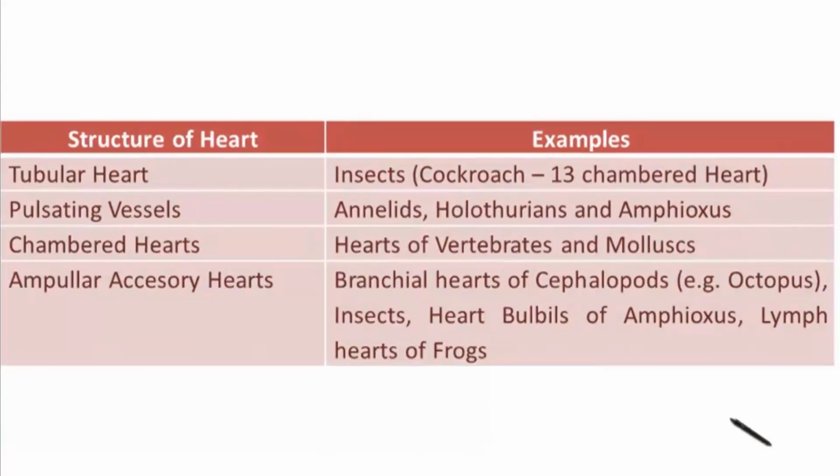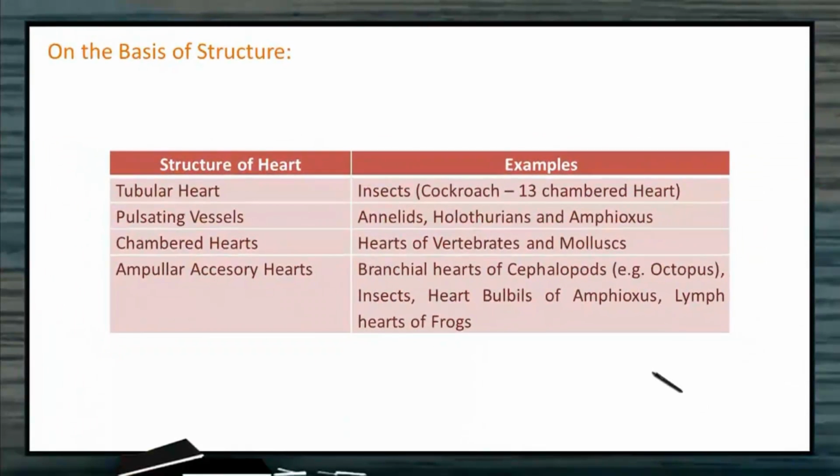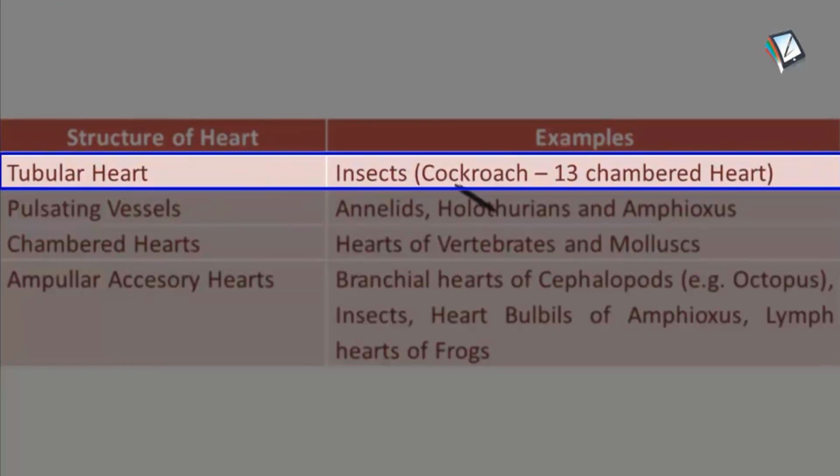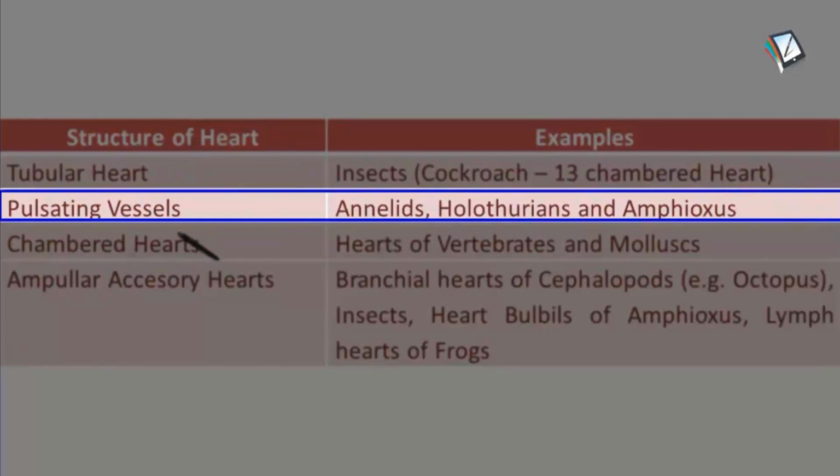On the basis of structure, the hearts are of following types. You can see tubular heart in insects like cockroach. Especially in cockroach, it is a 13-chamber tubular heart present on the dorsal side of the gut. Pulsating vessels. Examples are annelids, holothurians, amphioxus. Some blood vessels contract and relax. It is a type of pulsating movement. These are called pulsating vessels.